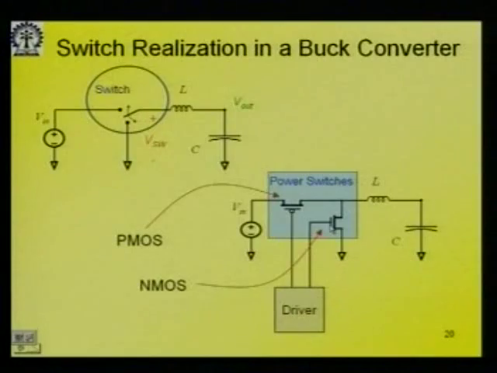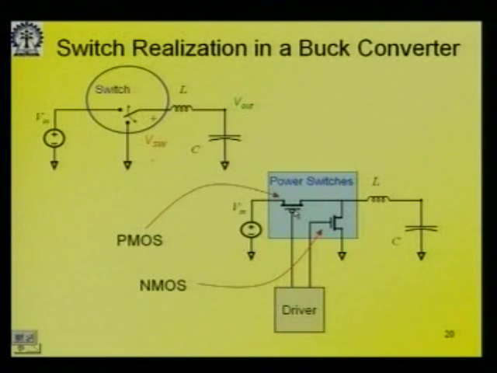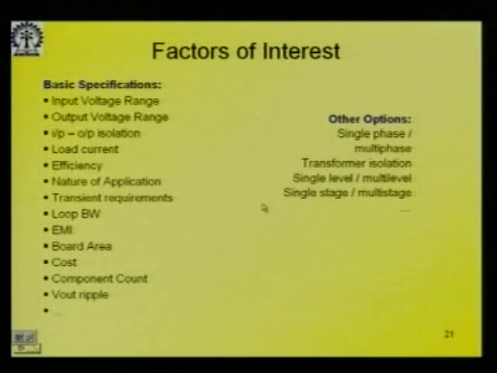Similarly, the PMOS can be laid out, and typically, as you know, in PMOS the holes have less mobility, so for the same RDS on, we need to have a larger area. Often the PMOS is maybe about 1.5 times that of the NMOS. So that is how a switch is realized.